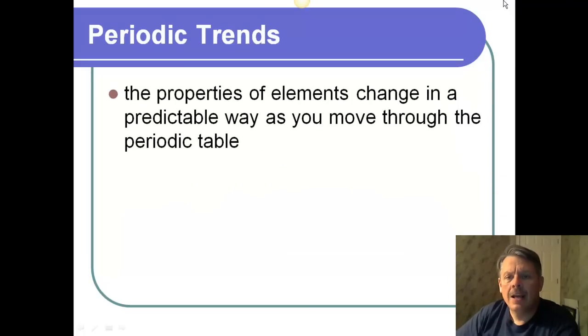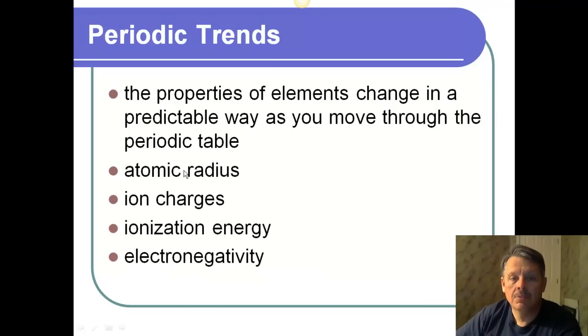The properties of elements change in a predictable way as you move through the periodic table. As you think of your periodic table, it's designed in such a way that you can find trends as you look at the table itself. Now, today we're going to talk about atomic radius and ion charges, and our next podcast is going to be on ionization energy and electronegativity.